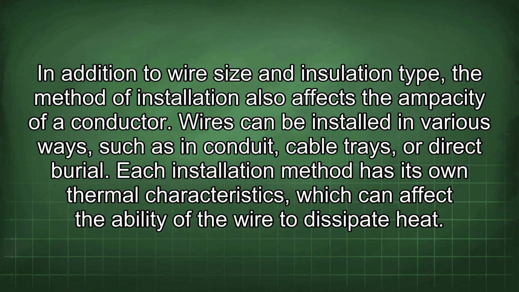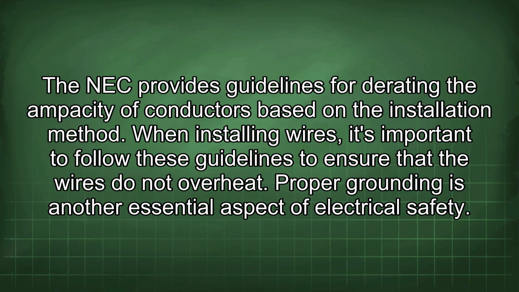locations. In addition to wire size and insulation type, the method of installation also affects the ampacity of a conductor. Wires can be installed in various ways, such as in conduit, cable trays, or direct burial. Each installation method has its own thermal characteristics, which can affect the ability of the wire to dissipate heat. The NEC provides guidelines for derating the ampacity of conductors based on the installation method. When installing wires, it's important to follow these guidelines to ensure that the wires do not overheat.